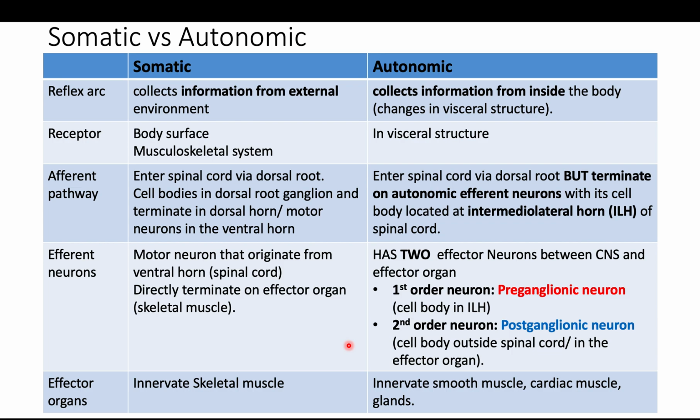Alright, so now let's take a look at the differences between the somatic and autonomic first. Before we go under the roof of the autonomic, you should have noticed differences between the somatic and also autonomic.